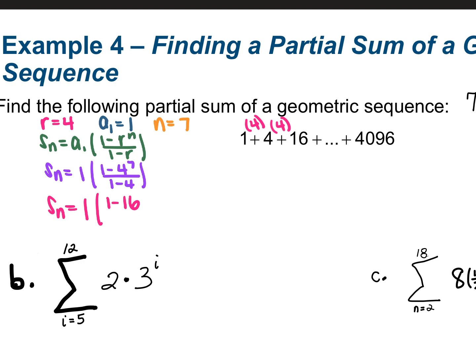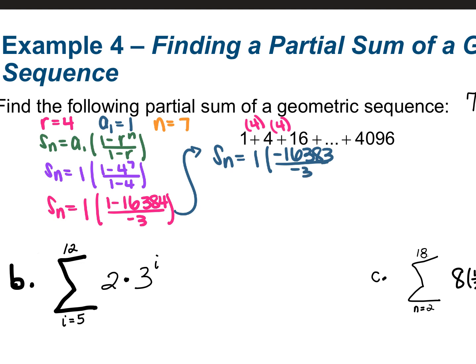The 4 to the 7th power changes this to be S sub n is equal to 1 times 1 minus 16,384 over 1 minus 4, which is negative 3. I'm going to pull this up here to give us S sub n is equal to 1 times negative 16,383 over negative 3. A negative divided by a negative is a positive, so we just have 16,383 divided by 3, which is 5,461. 1 times anything is itself, so S sub n is equal to 5,461.